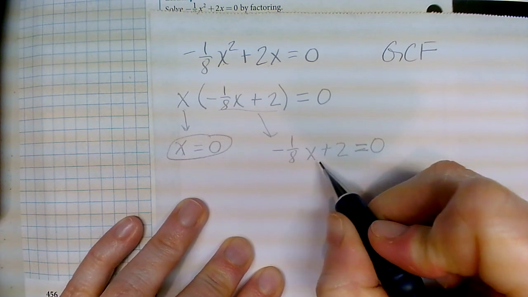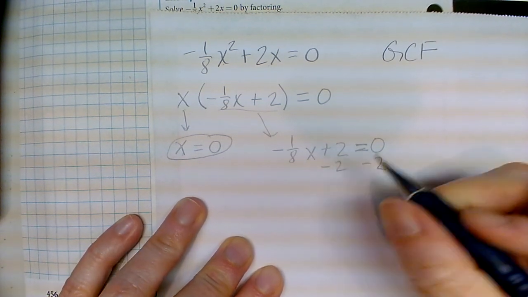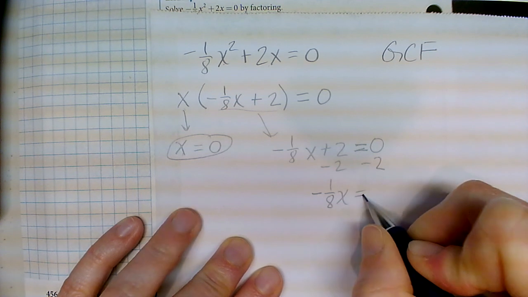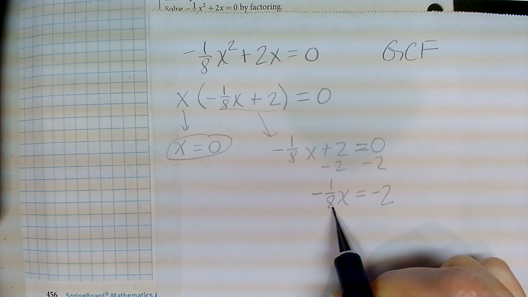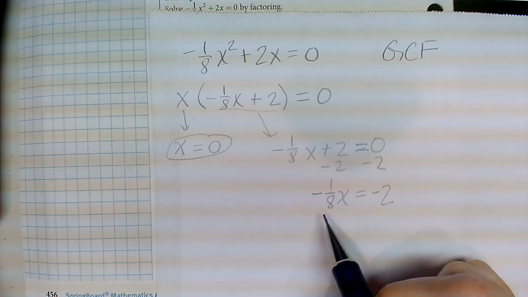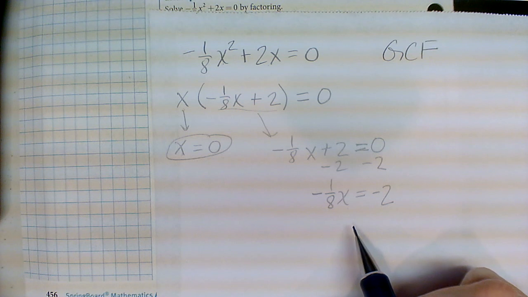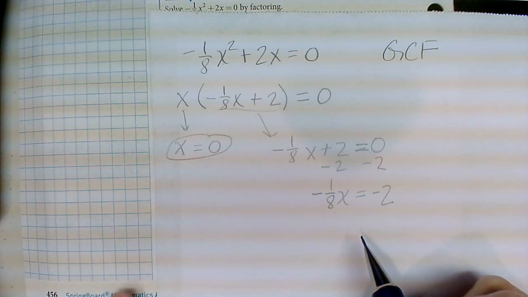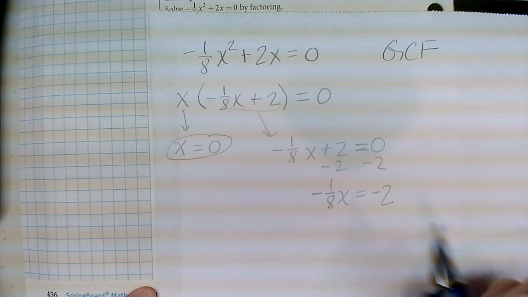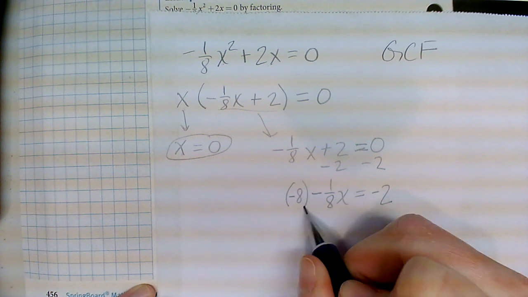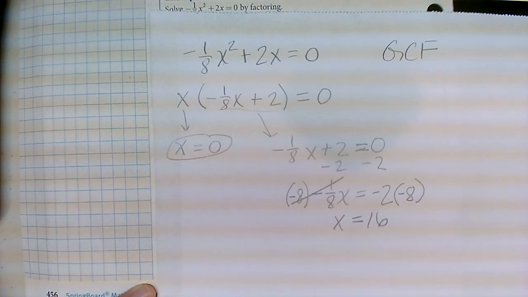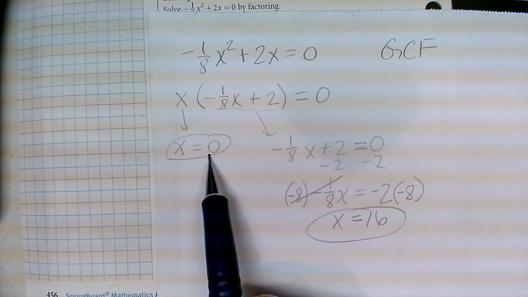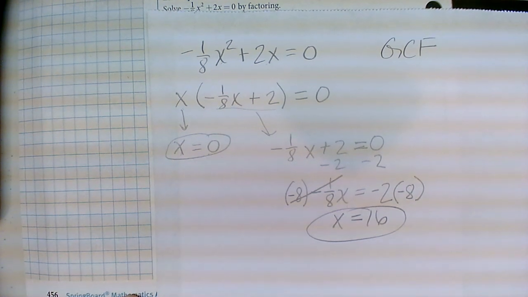Let's solve this equation for x. We're going to subtract 2 on both sides. So we get negative 1/8 x is equal to 0 minus 2, which is negative 2. Now I've got to get rid of the negative 1/8 in front of the x. I can either divide by negative 1/8 or multiply by the reciprocal. What's the reciprocal of negative 1/8? It is negative 8. So I'm going to multiply by negative 8 on both sides. That's going to cancel out my fraction, and I get x is equal to 16. And look at that, here are the two places where that projectile hit the ground.